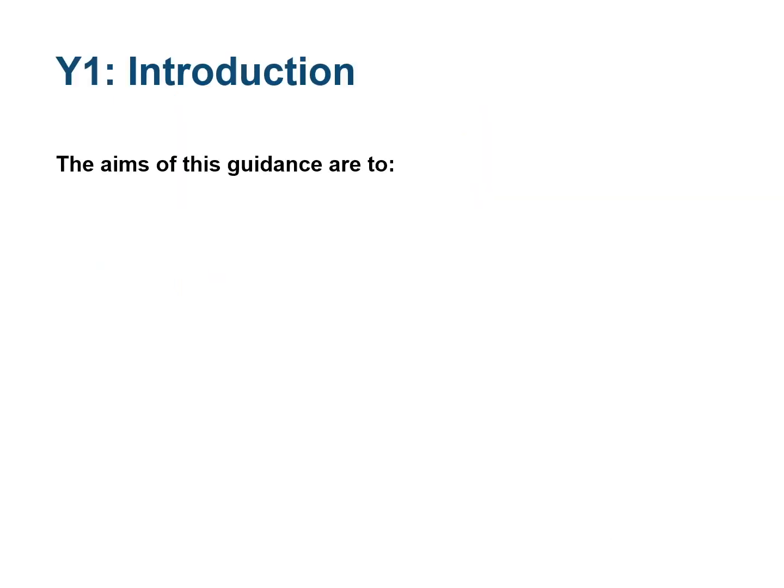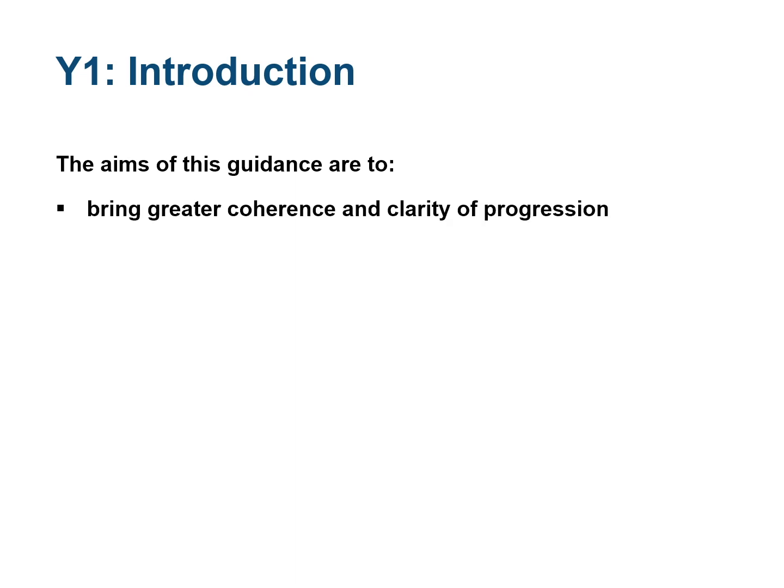The aims of this guidance are firstly to bring greater coherence to the national curriculum by exposing core concepts and demonstrating how they progress from year 1 to year 6, and secondly to summarise the most important knowledge and understanding within each year group and important connections between them.